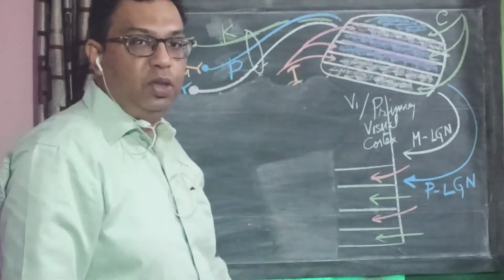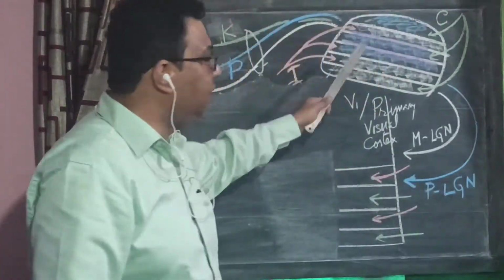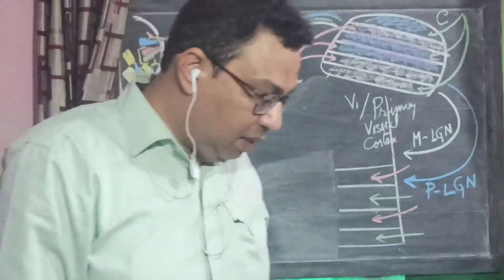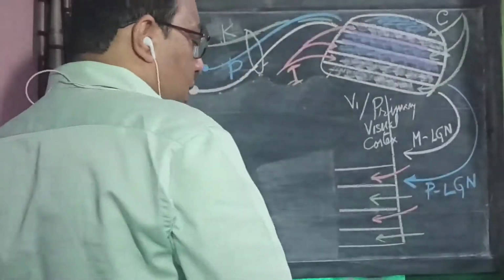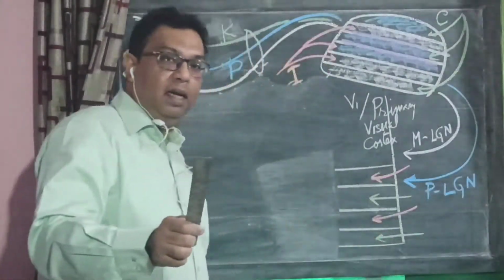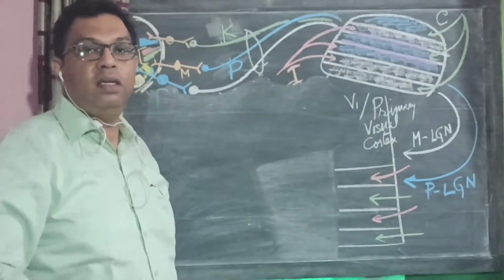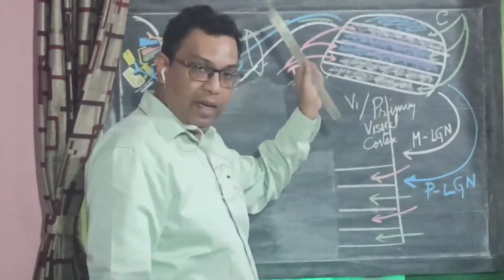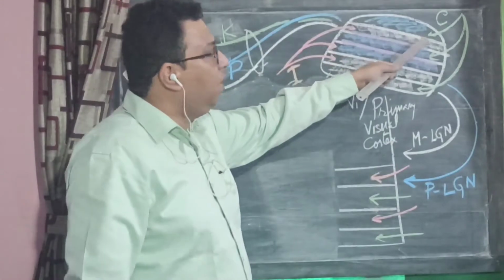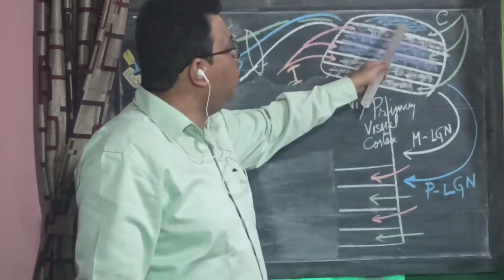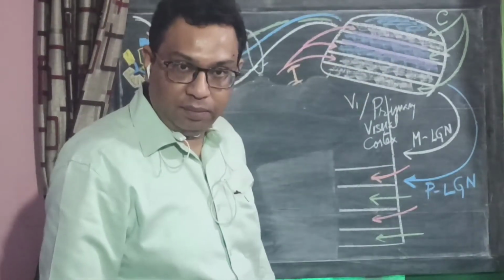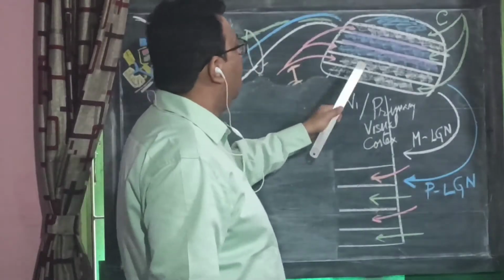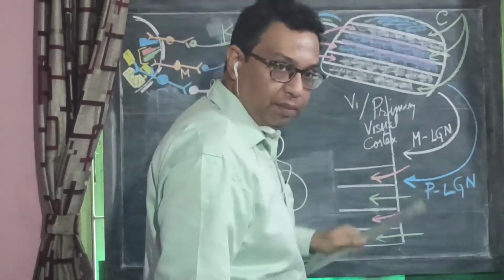So how is the distribution in the lateral geniculate body? The lateral geniculate body is a part of the thalamus. It is the dorsolateral geniculate nuclei of the thalamus. We call it the lateral geniculate body or the lateral geniculate nuclei. So the lateral geniculate nuclei is seen to be divided into 6 parts: 1, 2, 3, 4, 5, 6.